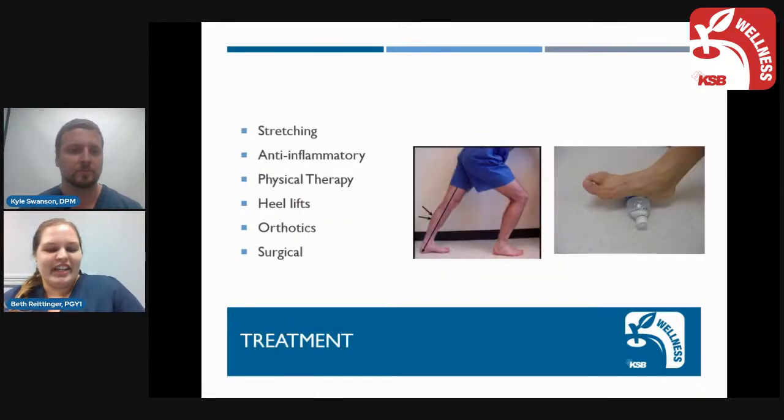There we go. Okay, so some treatment options for these heel pain problems. The first and foremost thing is stretching. It's pretty much the most important thing you can do. We recommend stretching 3 to 5 times per day. Dr. Swanson will actually talk about that in a couple moments here. You can also treat with anti-inflammatories such as ibuprofen, physical therapy, heel lifts in your shoes, orthotics or inserts in your shoes, as well as surgery should any of those conservative treatment options fail, as a kind of last option there.